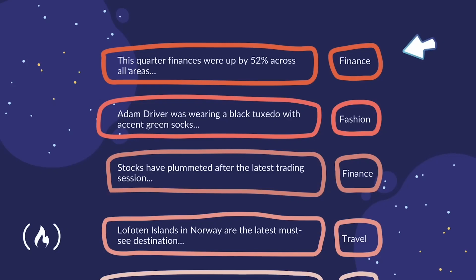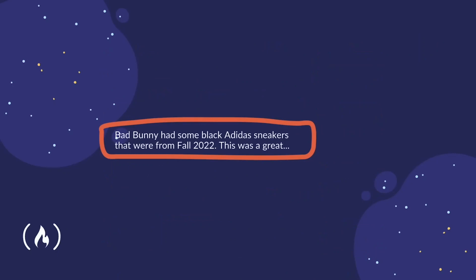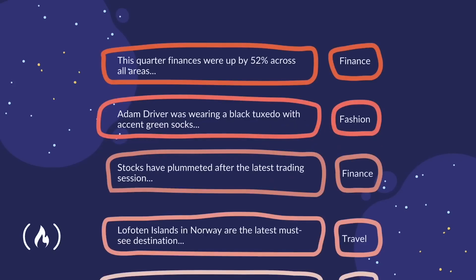And that's it. So if we were to get a paragraph that says Bad Bunny had some black Adidas sneakers that were from fall 2022, this was a great something something, then thanks to our training data, the AI model should guess with some percentage of accuracy that the topic for this paragraph should be fashion. Of course, that is a super basic example, and we would need way more data than these 5 paragraphs right here, but you get the idea. As of now, rapidly improving generative AI techniques can create realistic text responses and even images, music, and other media, thanks to the huge amounts of training data and talented developers working on it today.